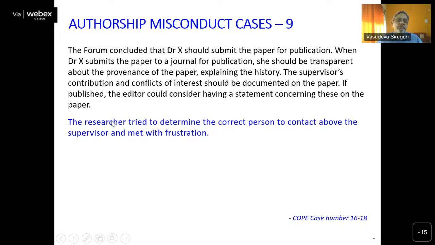Now the problem was the researcher tried to determine the correct person to contact about the supervisor, but she was unable to do that. So sometimes this also happens. When the university closes ranks, they cannot do much.